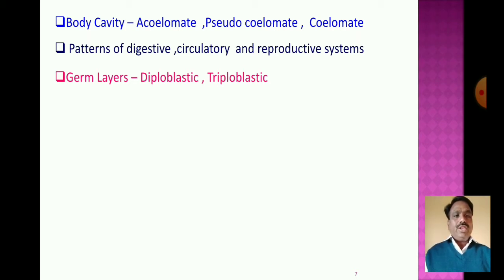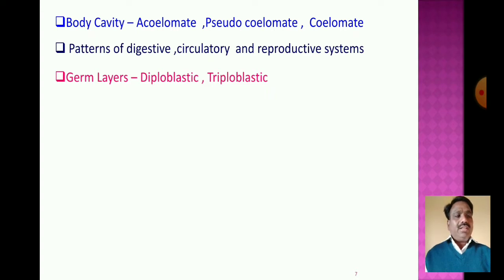Ectoderm and the internal is endoderm. The undifferentiated layer present in between the ectoderm and endoderm is known as the mesoglea. So in diploblastic and triploblastic animals, in a triploblastic there are three germinal layers present. In a diploblastic there are two germinal layers present.